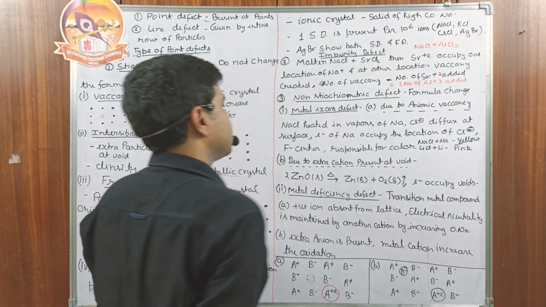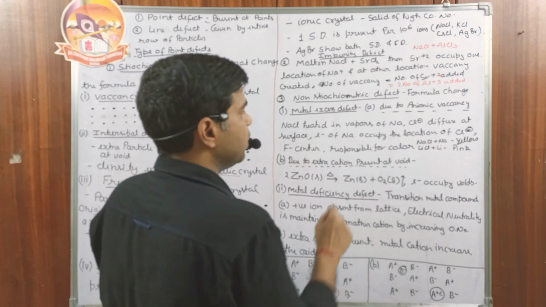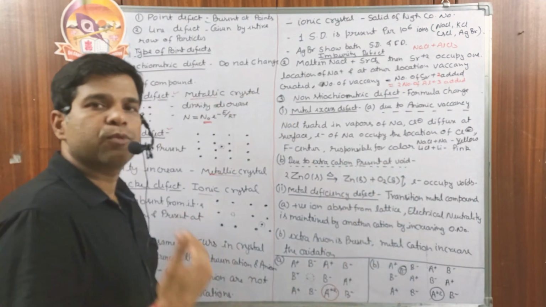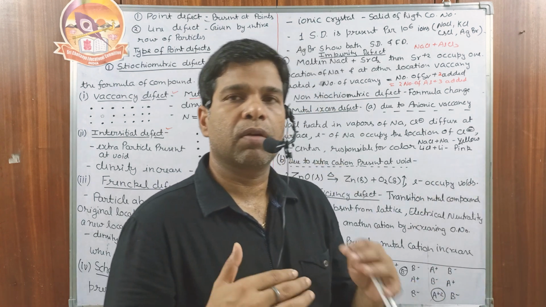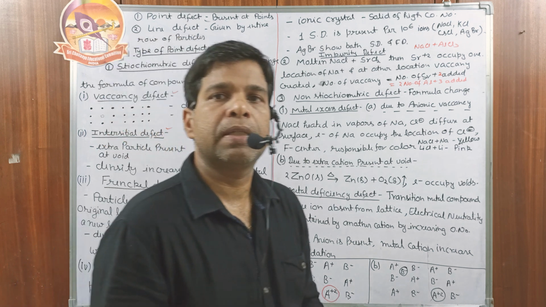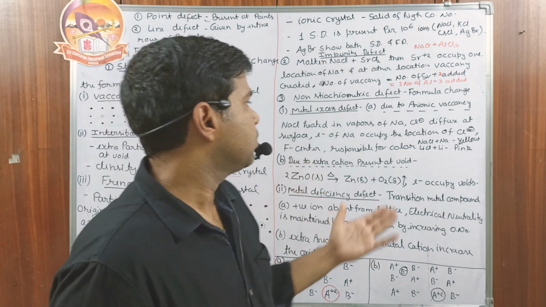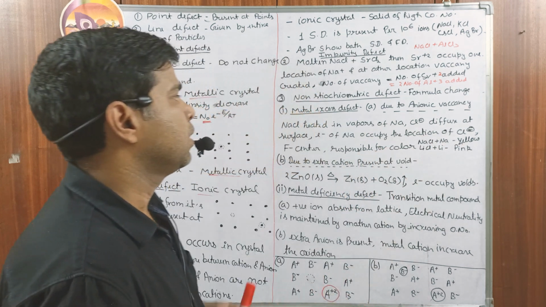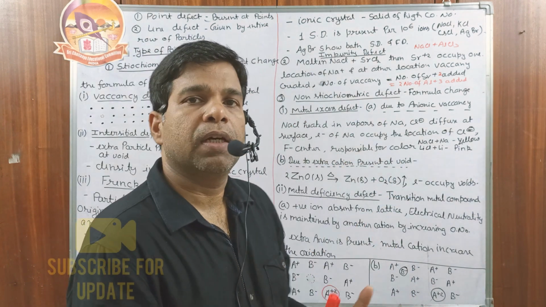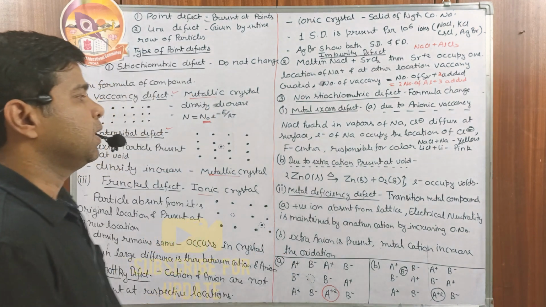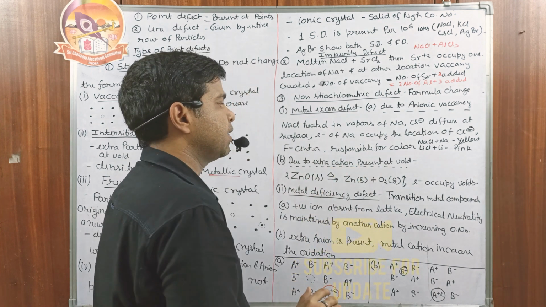So when NaCl is heated in the vapors of Na, Cl- diffuses to the surface, and the electron of the Na occupies the location of the Cl-. That center where the electron is present is called the F-center. It is responsible for the color. It always absorbs light in the visible region, and whenever the electron returns from the excited state to the ground state, it releases some energy in the visible region, and that gives the color to the crystal. For example, NaCl with Na gives yellow, LiCl with Li gives pink, and K in KCl gives violet color.